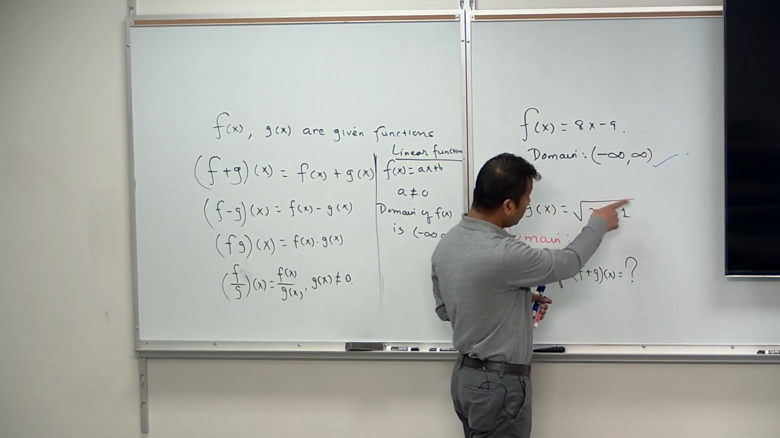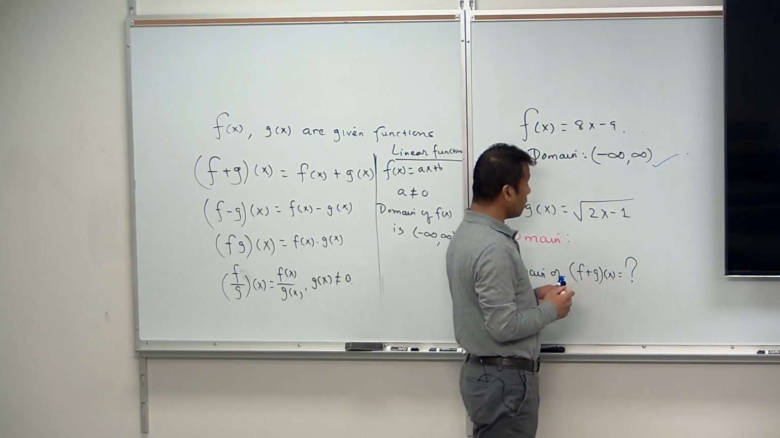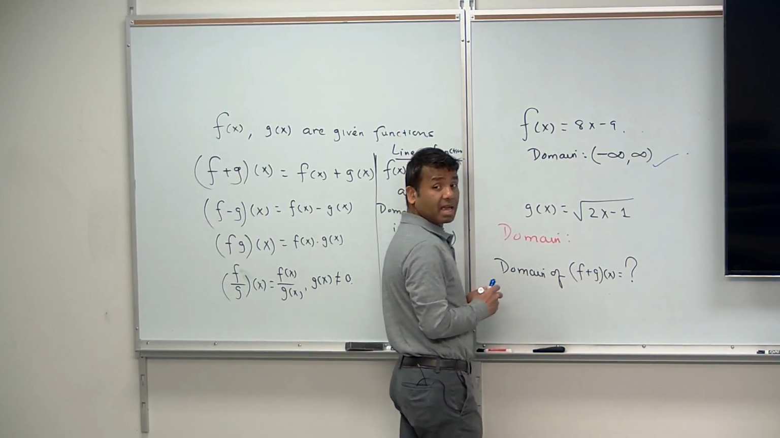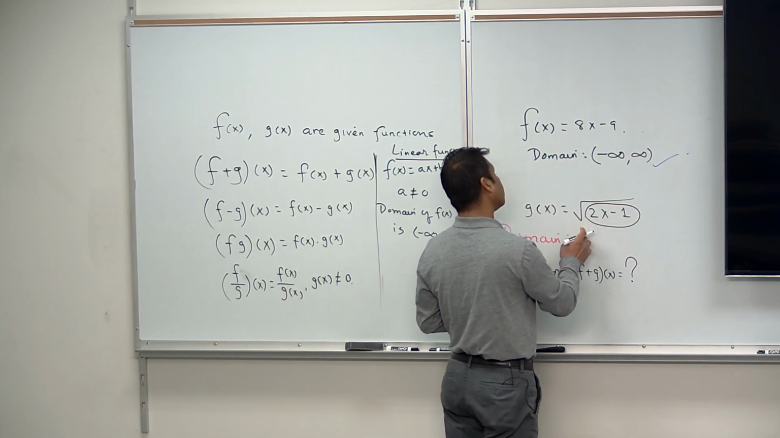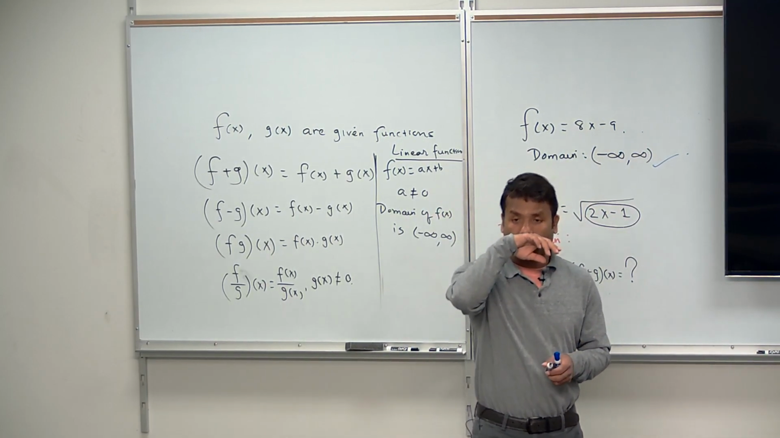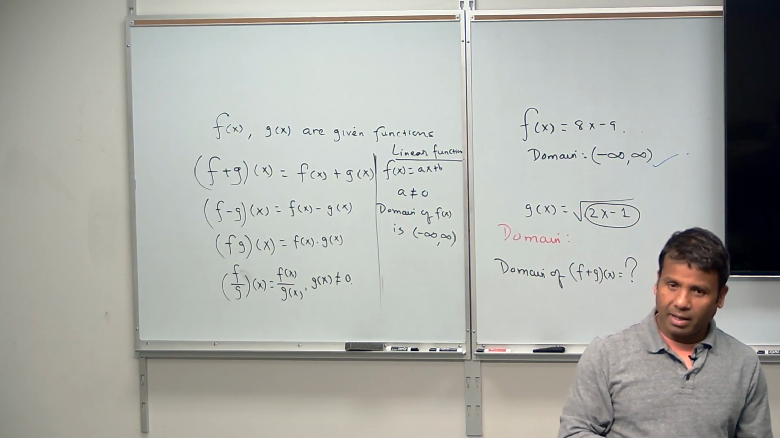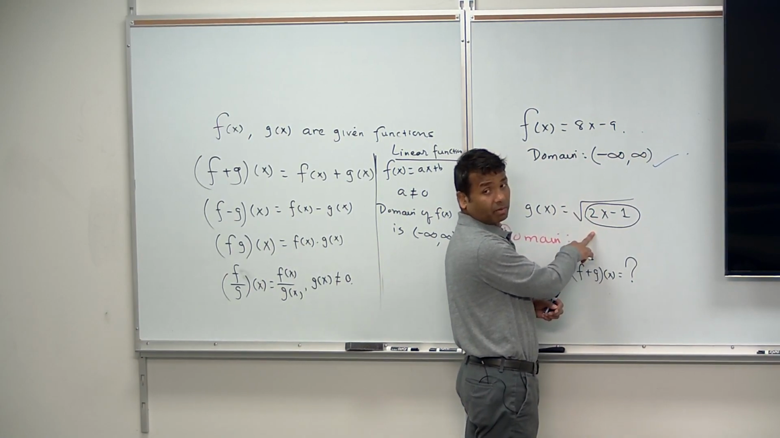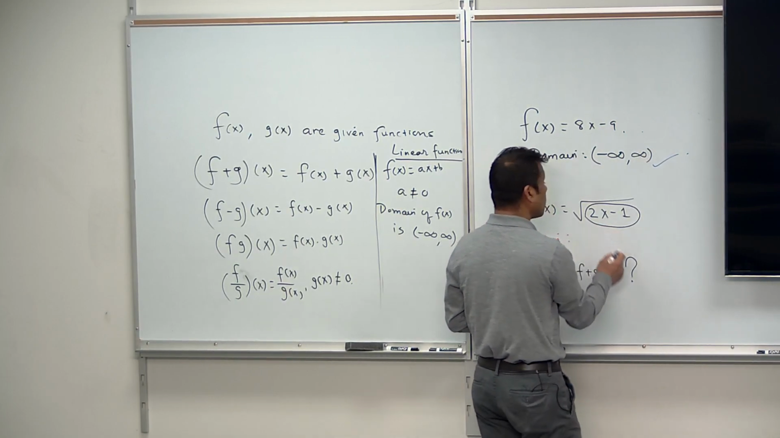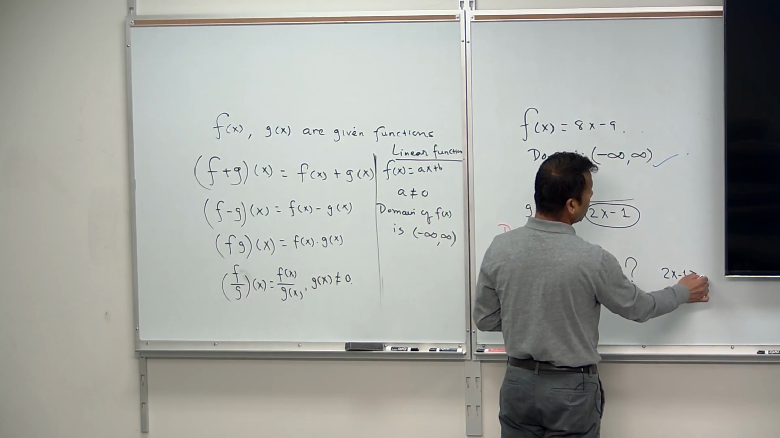A square root function. Square root. Do you see that? Radical 2x minus 1. So what do you think? So this function is well defined if this radicand, so that means the value under the radical sign, is greater than or equal to 0. Is that right? If 2x minus 1 is negative, you'll have a square root of a negative, which is not a real number. That makes sense? So now this function is well defined if 2x minus 1 is greater than or equal to 0.